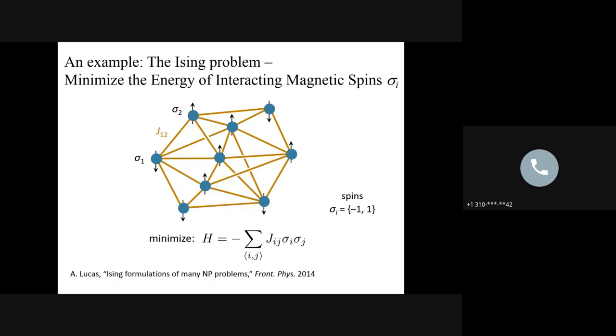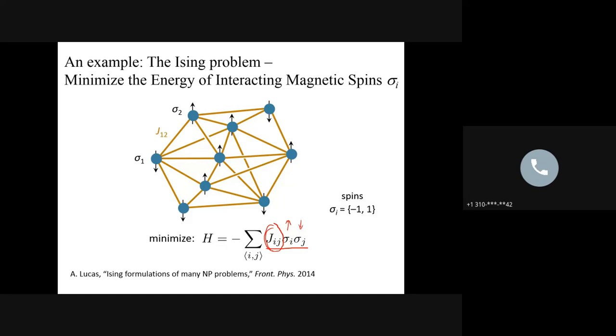Energy can be written this way, and the magnet, just think of the magnets either having magnet up or magnet down, or spin up or spin down. And these coefficients tell you whether they like to be both parallel or anti-parallel. So this would be ferromagnetic coupling, that they all want to be parallel. Anti-ferromagnetic coupling, they all want to be anti-parallel. And so these couplings, we can say that they're either plus or minus one, and that makes it a rather well-defined problem, and everybody tries to solve it. And so this is sort of an example.